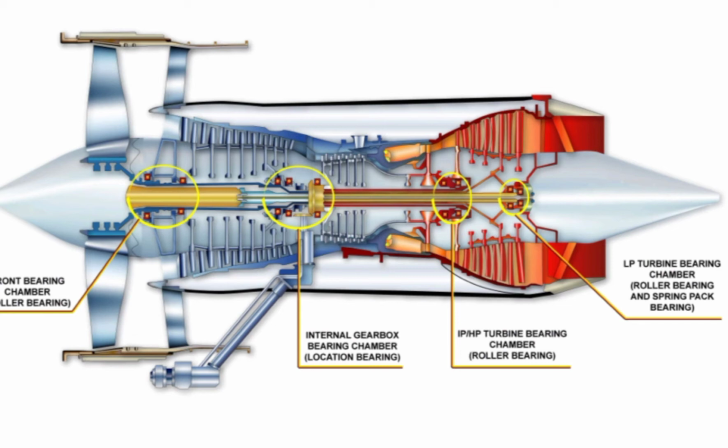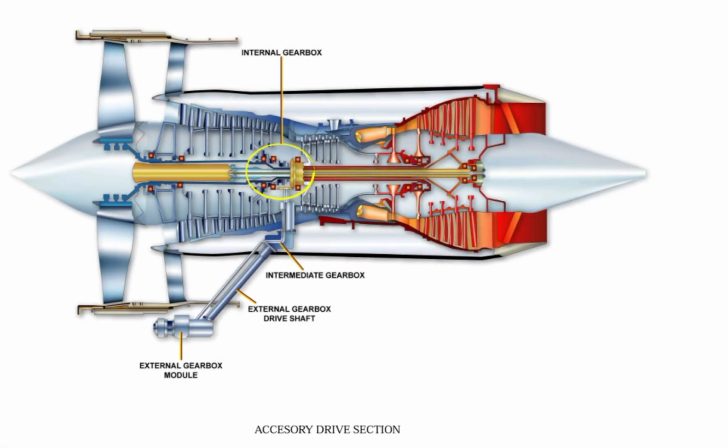Bearing chambers are sealed using IP and HP air and are isolated from other engine parts by labyrinth seals. The accessory drive section transmits mechanical power from the HP rotor to the accessory units installed on the external gearbox.